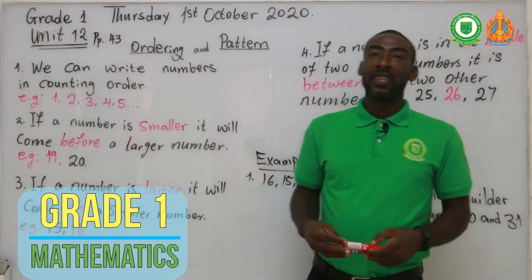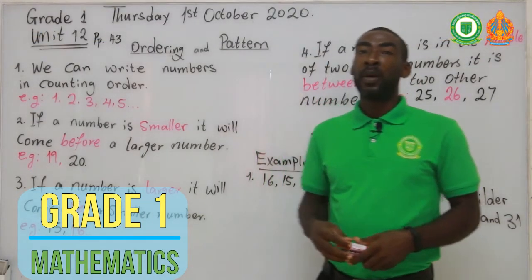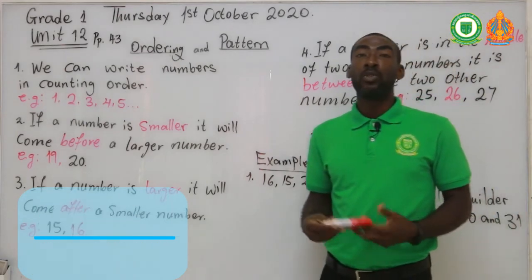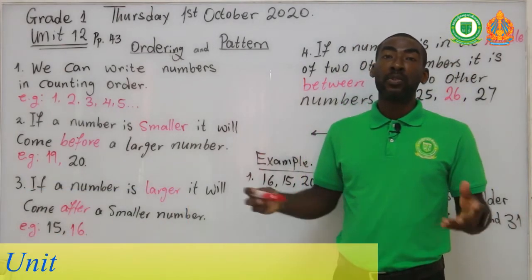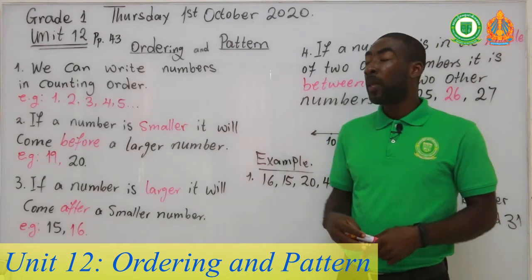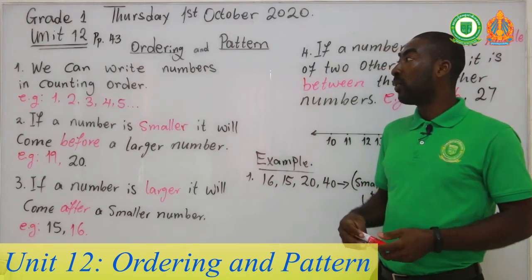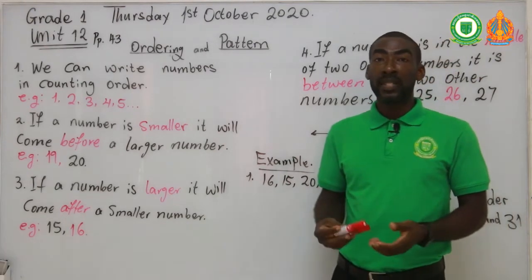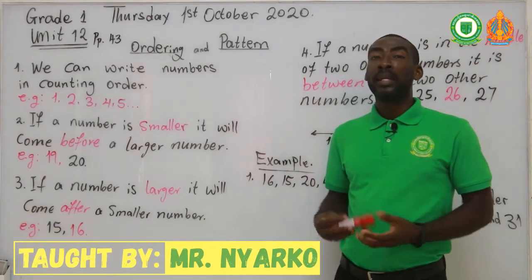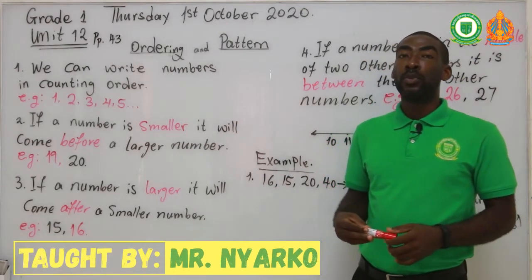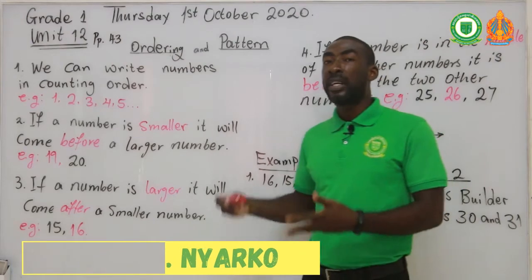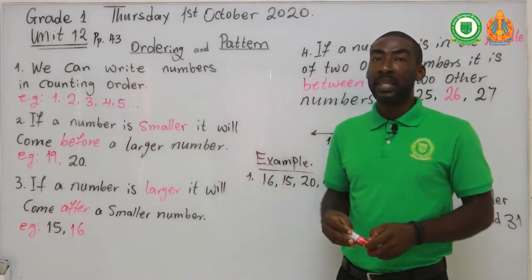Hello students, welcome to our second video. Our lesson is how we can do ordering and how we can also create a pattern. Okay, so in our first video we have studied about counting numbers, and we know that counting numbers are when you do your 1, 2, 3, 4, 5 up to the last number that you are dealing with.